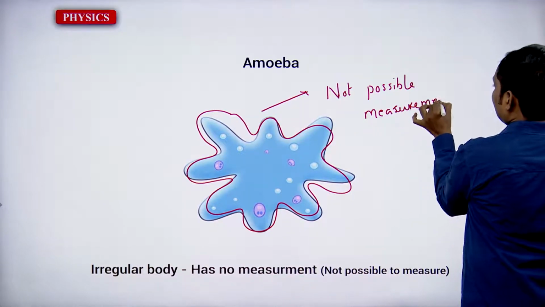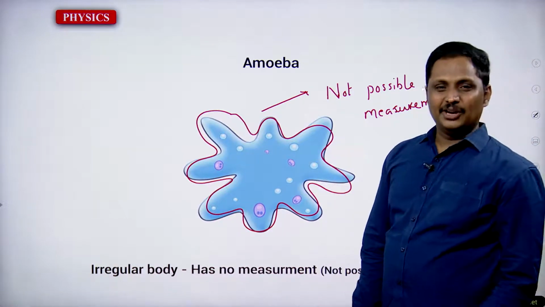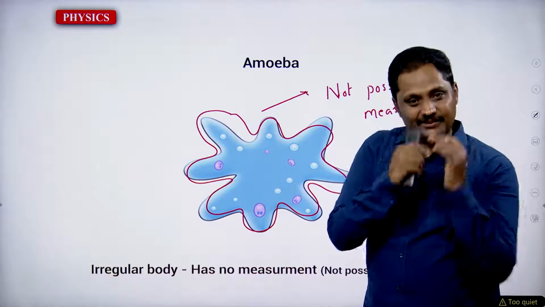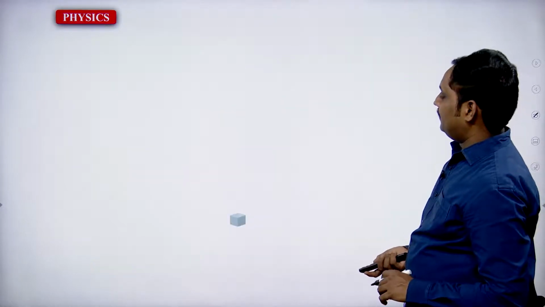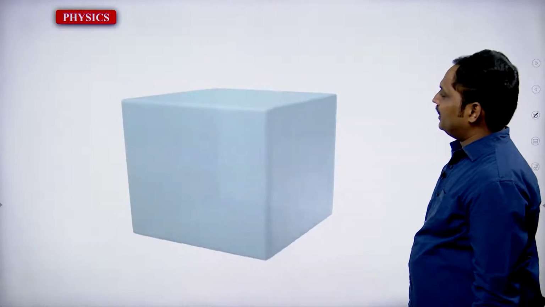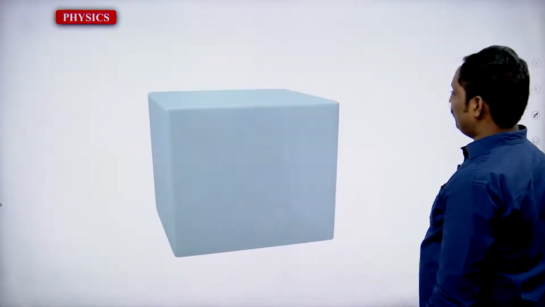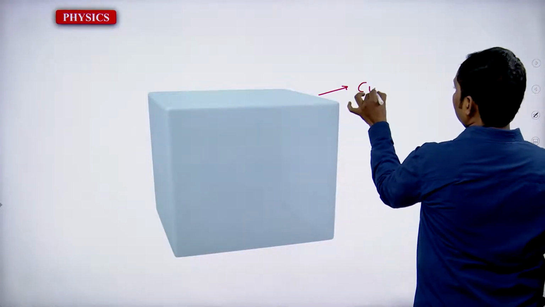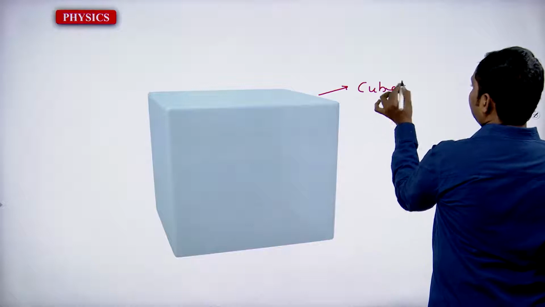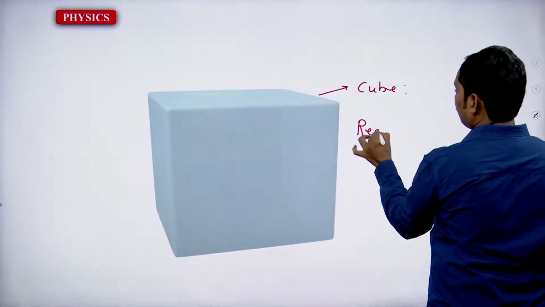Yeah, measurements are not possible for that, very clear, we are not going to have a fixed shape. Do you know very well about that? It is very clear, we can measure that. This is going to be a cube, and a regular body.